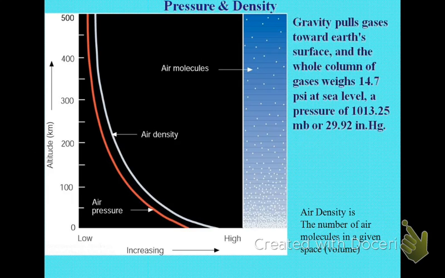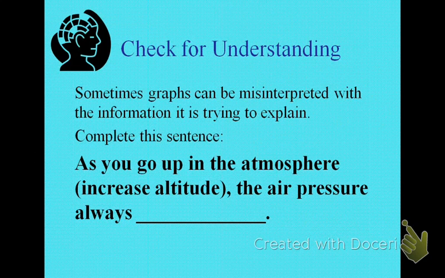Air density is the number of molecules in a given space, though. So not the pressure, but how many molecules might be in a given area. Let's take a look at this graph and see if we can interpret it. This is one of our objectives here, to make sure you understand it. I think I put a check for understanding off this side. So my check for understanding is off to the side of your slide. You can look at your slide or your paper, and here's my question for you.